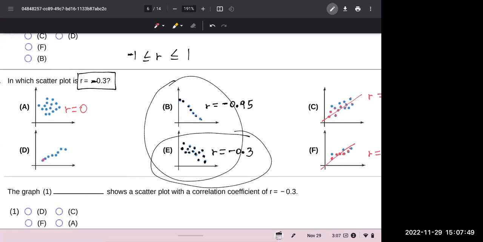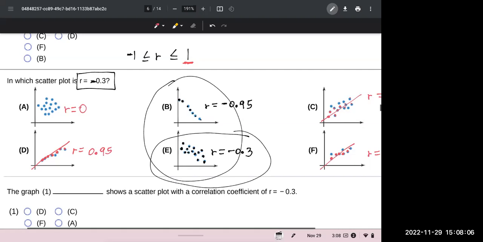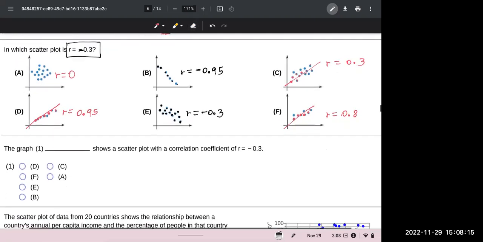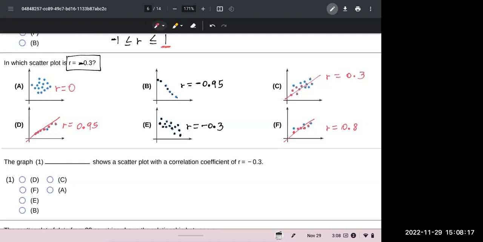And here we almost have perfect. Those points are almost on the same straight line. So here that correlation coefficient will be very close to 1. I will just say probably 0.9 or 0.95. Okay, so that will just give you the idea about how the correlation coefficient should look like when you have similar type of problems. Okay, so R equal -0.3, that's going to be E.